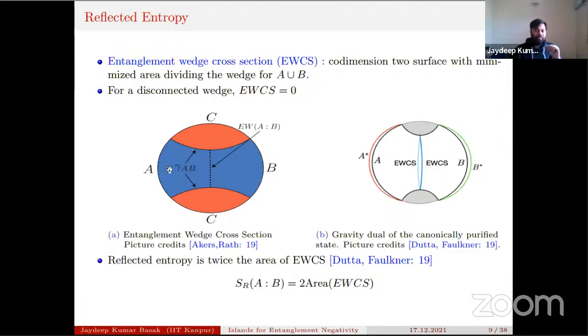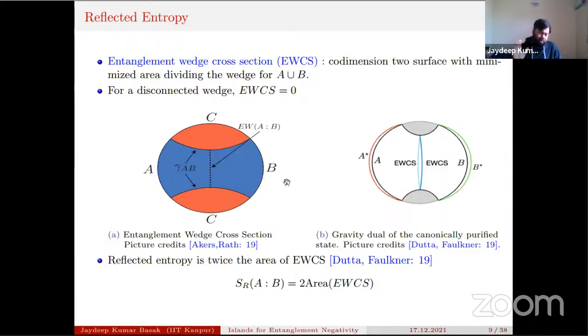But here we just take the connected wedge sector, where this blue area is the wedge of A union B, and we try to find the cross section of this blue area, which is the dotted surface here, and we try to again minimize it, and finally we get the entanglement wedge cross section.